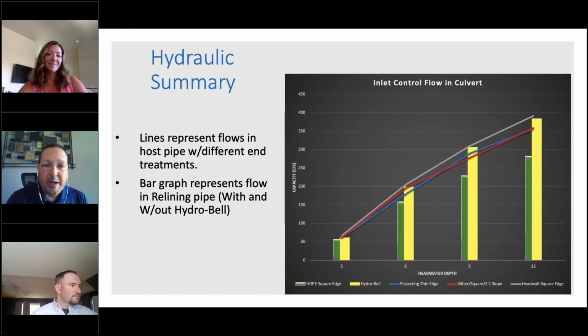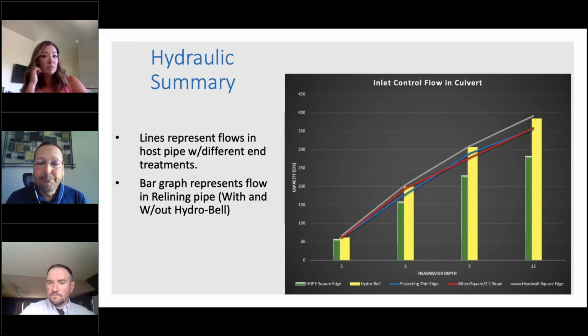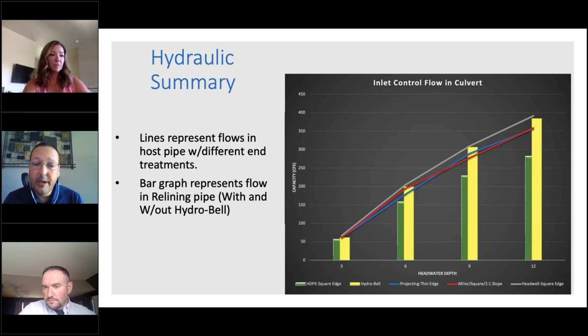So the three lines that you see, the gray, the red, and the blue, those are the capacities that were available to the original corrugated metal pipe, assuming three different inlet conditions, with the gray being just a plain headwall, red being a mitered to slope, and blue being a projecting thin edge, and projecting being the worst in most cases. Sometimes that miter actually ducks below it, as you see in the third bars. But you can see a range of where we might expect those flows for the corrugated metal.